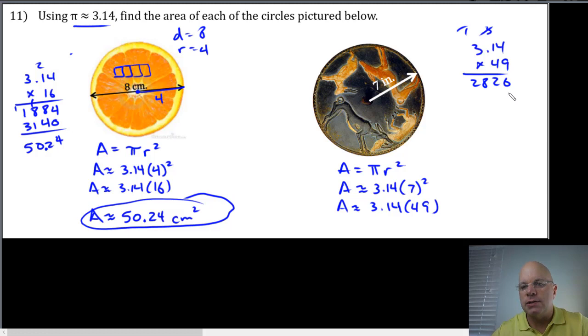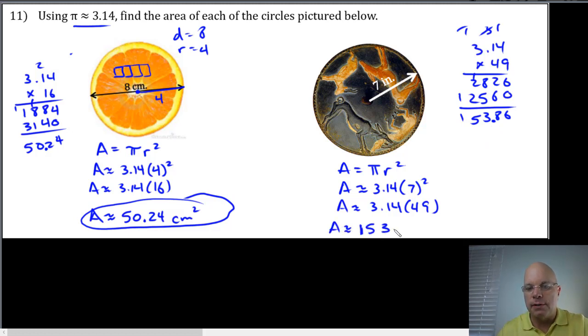I'm multiplying by 10, so I start with a 0, 4 4s is 16, carry the 1, 1 4 is 4, and 1 is 5, 3 4s is 12. I was multiplying hundredths by wholes, so my product should be hundredths. So the area is approximately 153 and 86 hundredths centimeters squared.